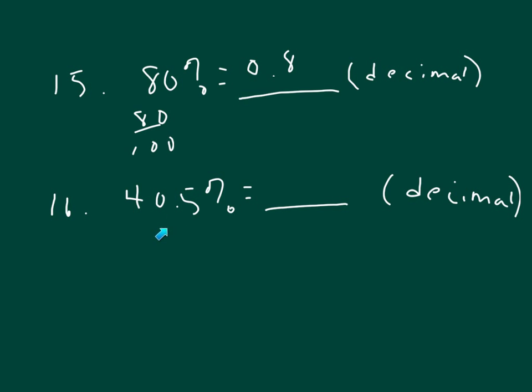So here, move the decimal two places to the left, put it in front of the 4, and it would be 0.405.